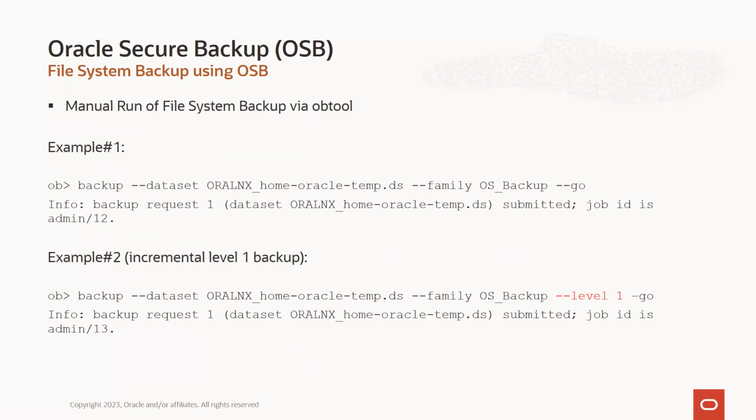To manually run the file system backup, you can issue the obtool command backup. In this example here, we're trying to back up this dataset using this media family, and then with the --go option to submit the backup job. In the second example, the difference here is the --level 1. This is to perform an incremental level 1 backup.